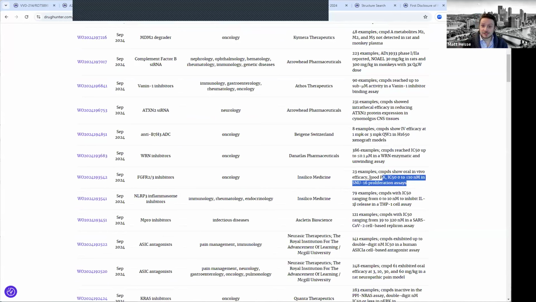Is this a crystal formulation one? Is this likely going to be their clinical candidate?